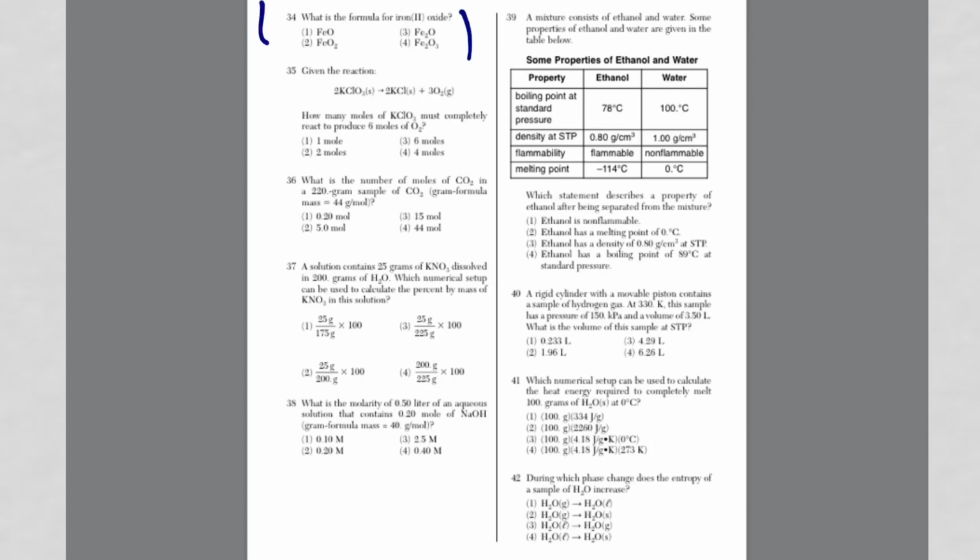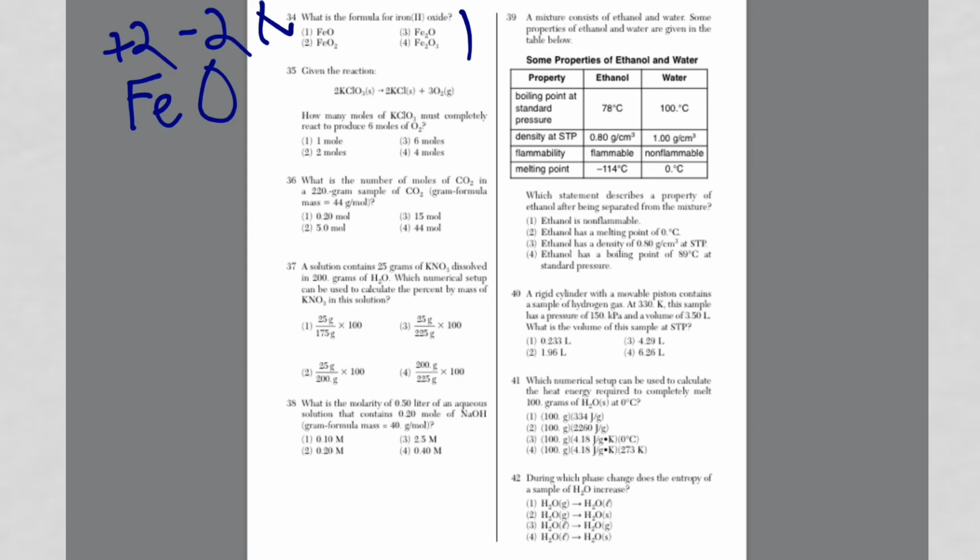Alright, so now we're finally getting into more problem solving. So to know the formula for iron 2 oxide, you need to keep in mind that the Roman numeral tells me the charge for the iron. It's +2, oxygen, look it up on the reference table, is -2. Since it's 2 to 2, it's 1 to 1, and the answer is choice 1.